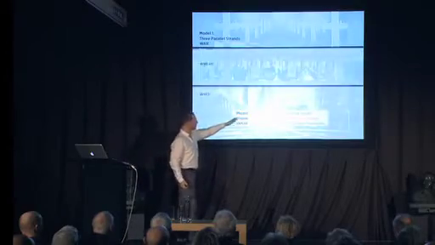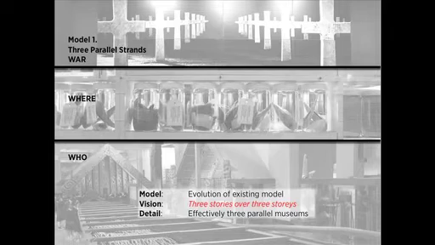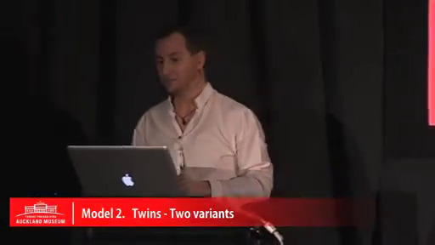Here's an evolution of the existing model. Its vision might be something along the lines of 3 stories over 3 stories. So we have the who, the social and cultural history, where, natural history, and war on the top. Very, very familiar to all of you, of course, because it's an evolution of where we are at the moment.